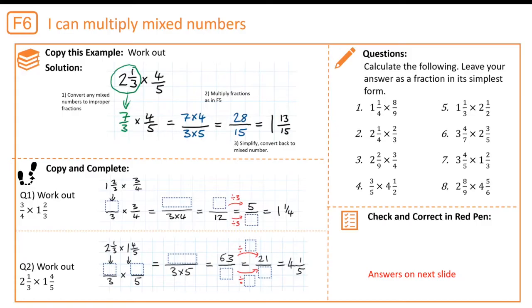Now, in your book, please copy the example, copy and complete the first partially completed example, and do the first 4 questions of F6. Pause the video now. After you restart the video, you'll see a 1-minute explanation of the final part of F6.